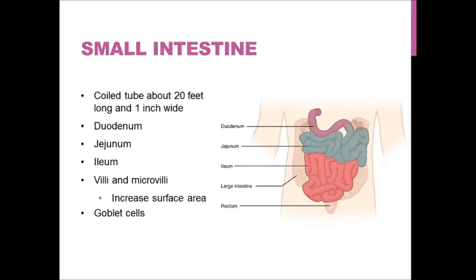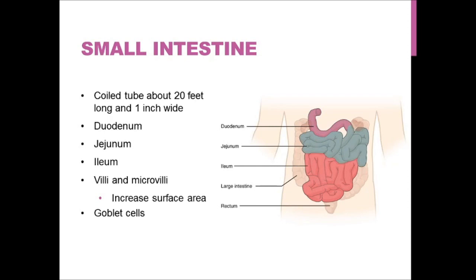The small intestine is called the small intestine because it's not super wide, but it is really long. It's about 20 feet long, which is way longer than most expect it to be, just because it's so coiled. It's about 1 inch wide, and it's split up into 3 different sections. So on this picture, the purple part is known as the duodenum. Then it goes into the jejunum, and the jejunum turns into the ileum. So the duodenum is the part that the stomach inserts into.